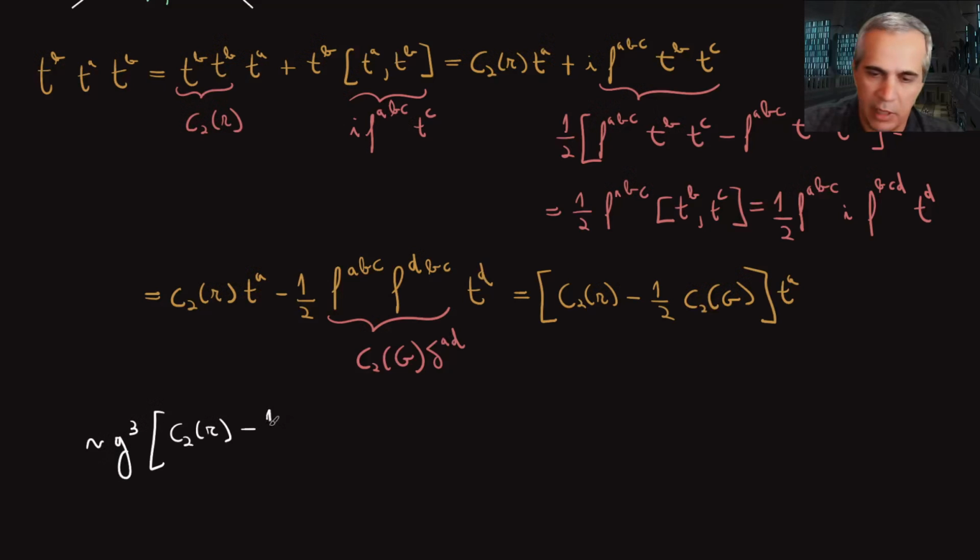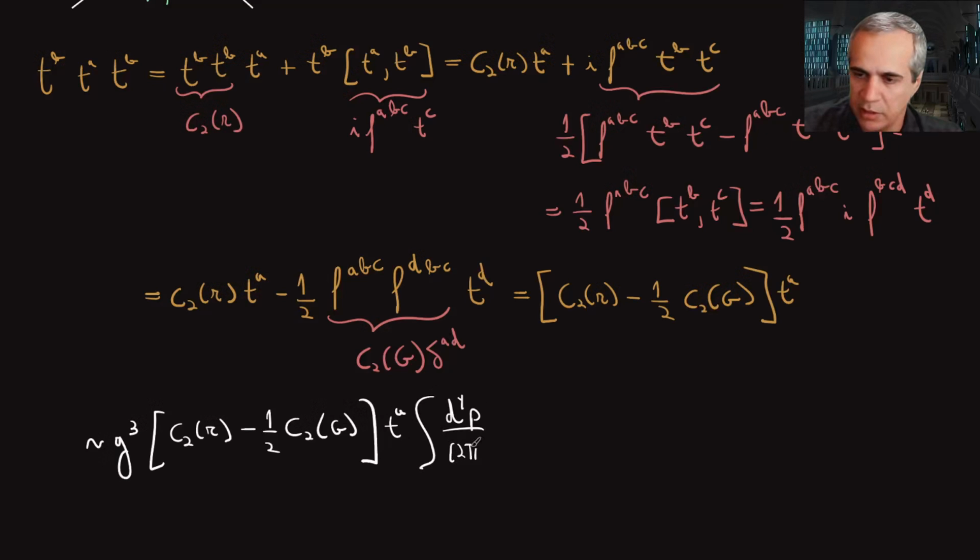C2R minus C2G T^A times this simple integral, which gives me the most diverging part of that diagram, just gamma^ν P-slash gamma^μ P-slash gamma^ν over P squared cubed.